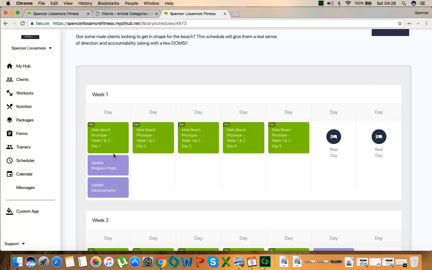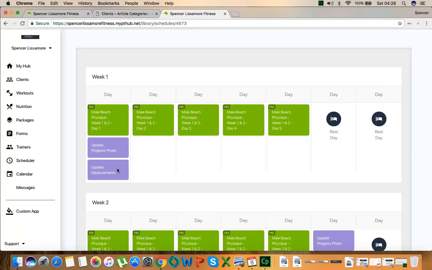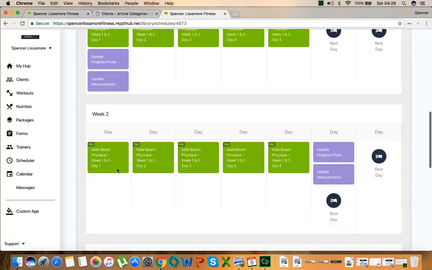Day 1, we have an update progress photo, please, and we update measurements. I'll show you the example with a client of mine on the analytics and statistics, as well as the update progress photos and measurements shortly. However, got to keep the excitement. Ooh, love it. I love it. Too excited for 28 minutes past 4.